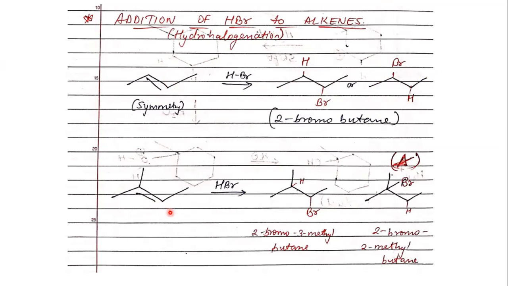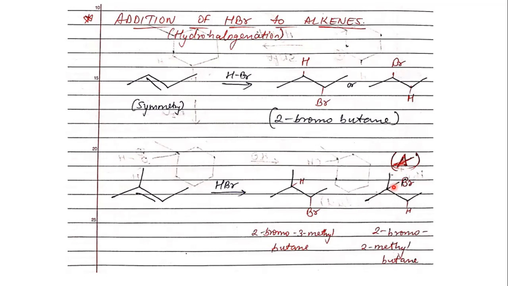Now, pay attention: I've taken an unsymmetrical alkene and I'm adding HBr. So either the H can be attached to this carbon or to this carbon. Let's see the first example. I have added the H to this carbon and the Br to this carbon. The compound that I'm forming is 2-bromo-3-methylbutane: 1, 2, 3, 4.